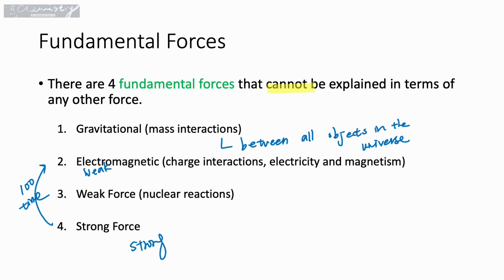And then the strong nuclear force is, again, 10 to the 39th times stronger than the gravitational force. Again, this is the strong one and this is the weak one. So just think about it in terms of the strength of the force. It is not necessarily the size of the object, but we're looking at the force itself.